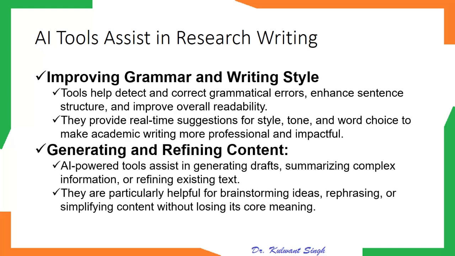Second is generating and refining the content. These tools can assist the researcher in generating a draft, outlining a research document, and making a summary of complex information. And we can also perform brainstorming of ideas. We can rephrase, and we can use this tool for simplifying our content, because sometimes we have complex sentences, but the reader wants simple and easy to understand content. So we can use these tools for simplifying our content.